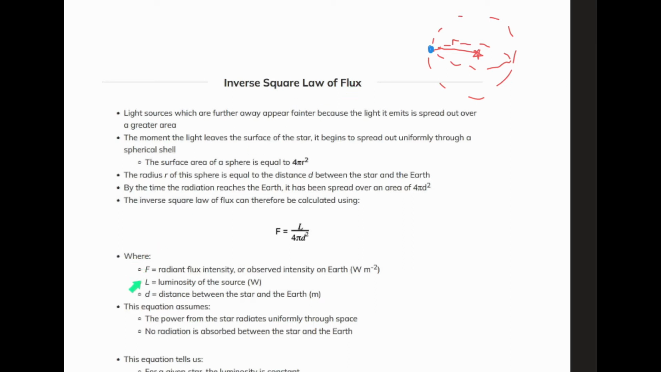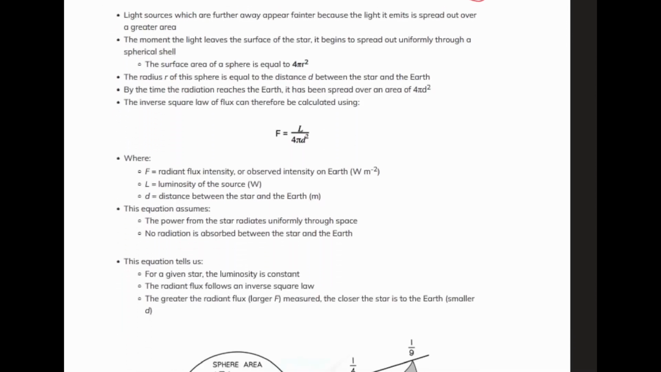F is the radiant flux intensity, or the observed intensity on Earth, which is watt per meter square. And then L is the luminosity of the source, the power, the unit is watt. This is basically the power of the star. How we see the power is a way which we will discuss. And then D is the distance between the star and the Earth, which we'll be able to count out at the end by using this formula.